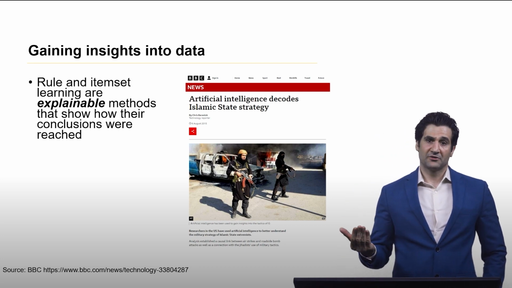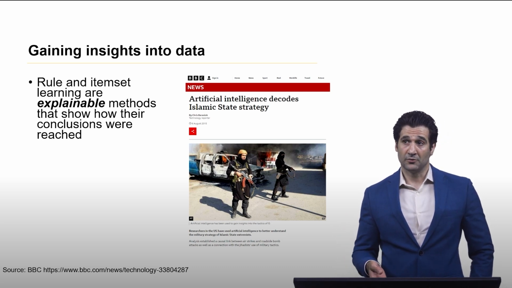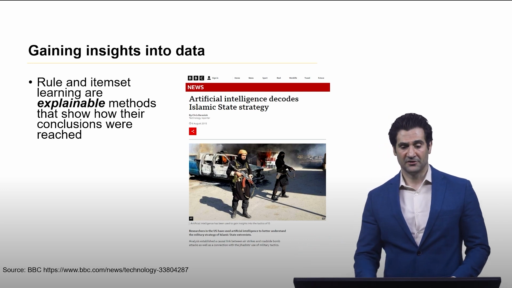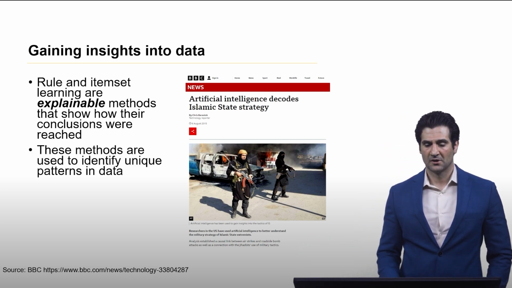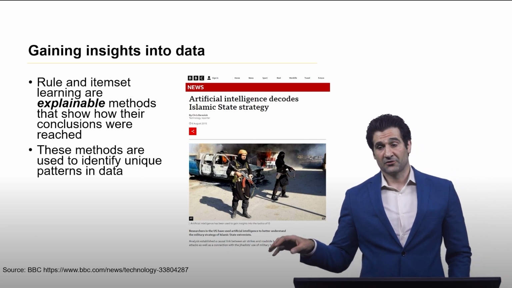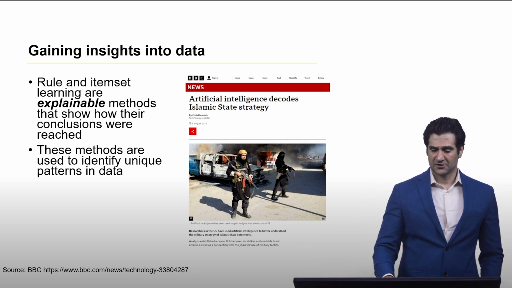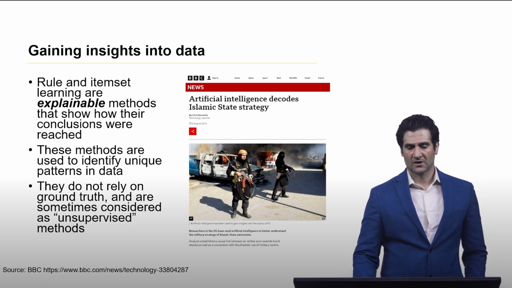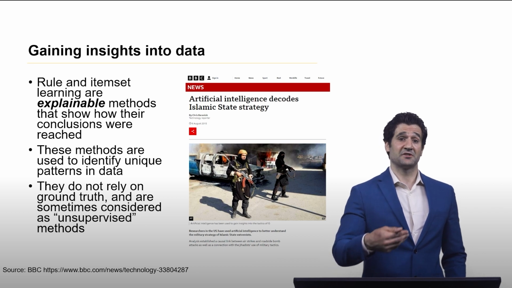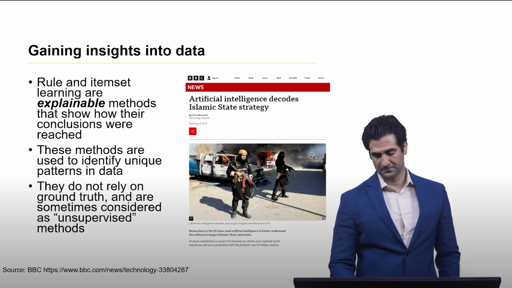So why this was a big deal was the rules that were learned from the data were explainable, so people could understand the insights that were gained and why it was relevant. They also can identify unique patterns in the data, sift through large amounts of normally tabular data, and find these patterns. They don't rely necessarily on ground truth. They're more telling you interesting things about the data, so often they are considered as unsupervised methods.